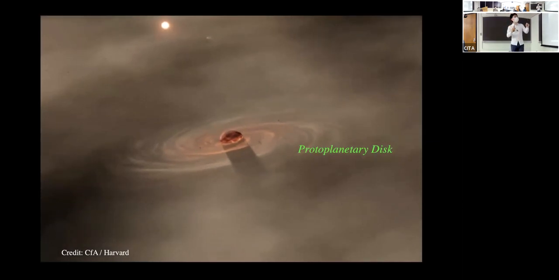Actually, maybe I'll lower the light a little bit more. Thanks, it's a lot better.